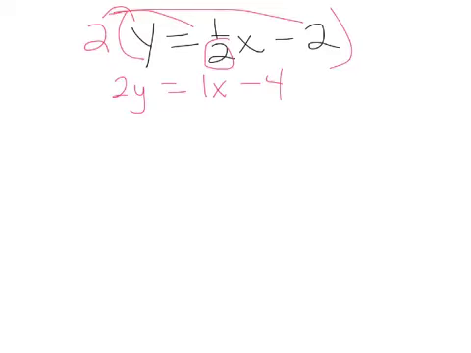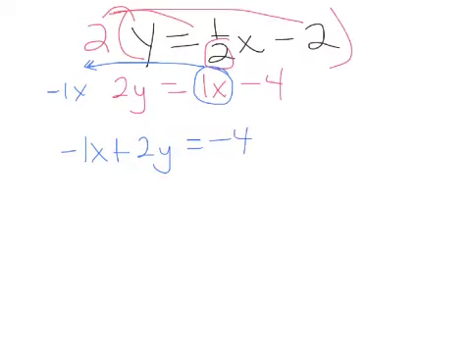The next thing we wanted to do was get the x and y on the left-hand side. So this guy needs to be moved all the way over here. And we talked about when we move something across the equal sign, it changes sign. So when we move him over here, he's going to become a negative 1x. That's a positive 2y, and that's still a negative 4.